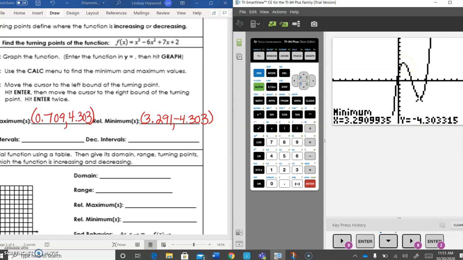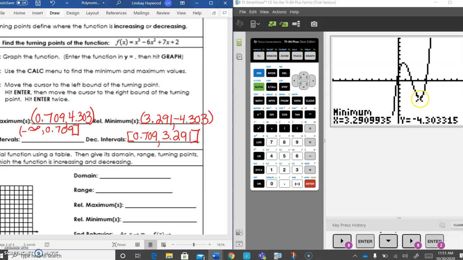So my first interval would actually start at negative infinity for x, and it would go to the 0.709. Okay, remember, you do a bracket around your number, a parenthesis around your infinity symbol. Okay, then starting at 0.709 until I reach my minimum, the graph is decreasing. So my decreasing interval would be from 0.709 for x up to 3.291 for x.